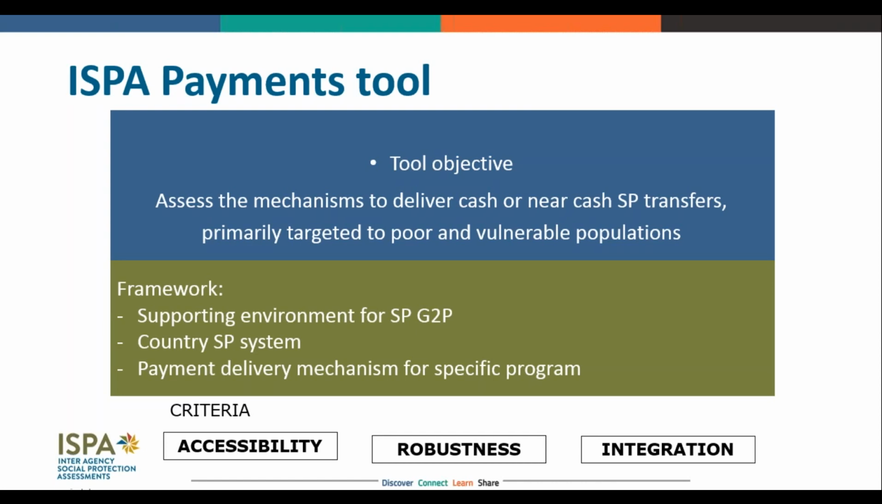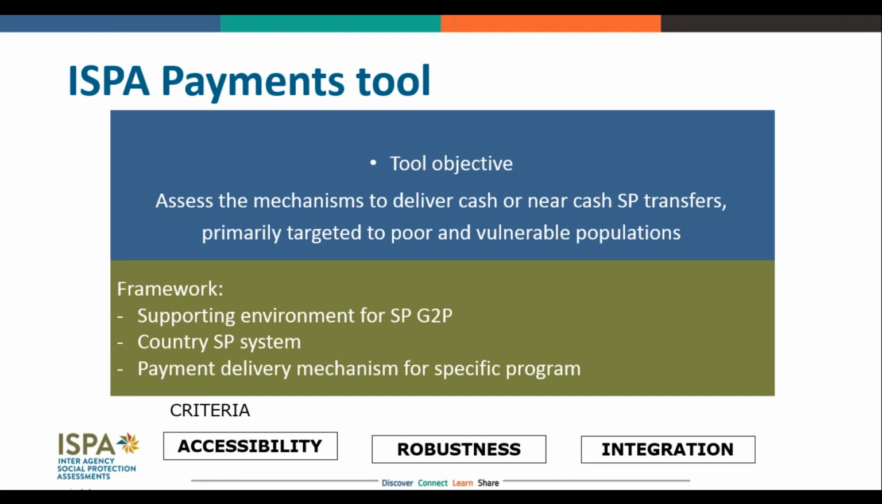There's also a country social protection system review, effectively an inventory taking, and discussion of that inventory is made on pages 61 to 72. And then lastly, really the core of the work is the payment delivery mechanism assessment, which looks at a specific program or sometimes a number of different programs. And that's covered within the guidance note in pages 73 to 94.